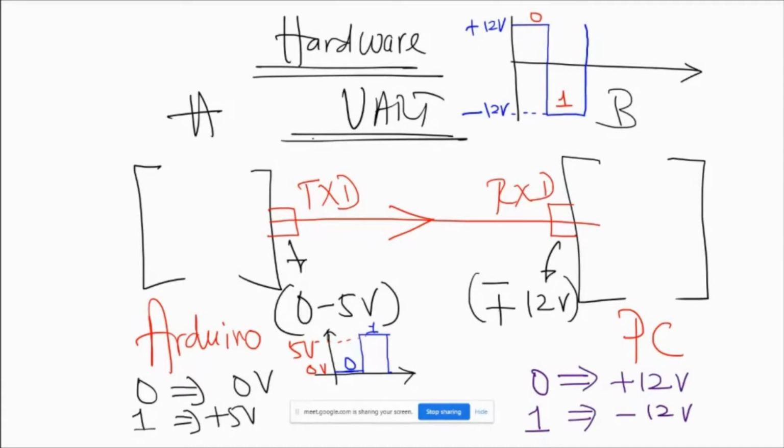Then you may ask, if both the parties are transmitting data via UART, both of them should transmit with the same standard, isn't it? They should agree upon a common standard, only then they can start communicating data. So if one fellow is operating at 0 to 5 volt logic, and the other fellow is operating at plus or minus 12 volt logic, and if you directly wire them like this, the high voltage of 12 volt from the PC will put the Arduino in danger, and it will kill this device straight away.